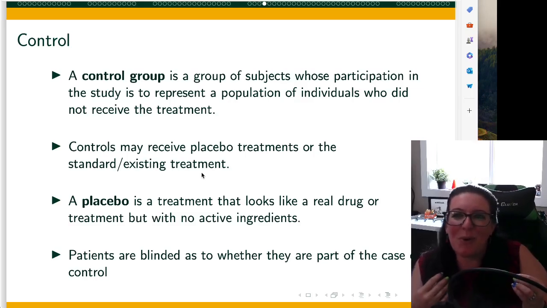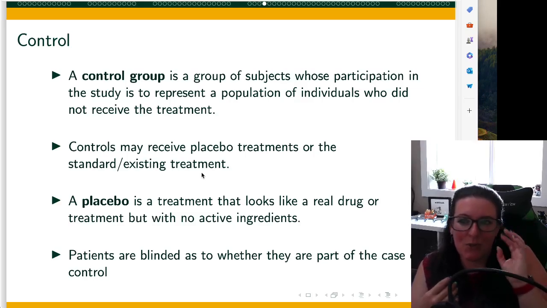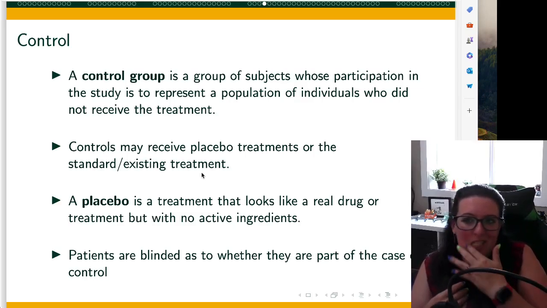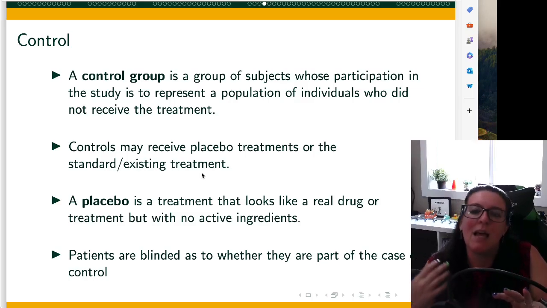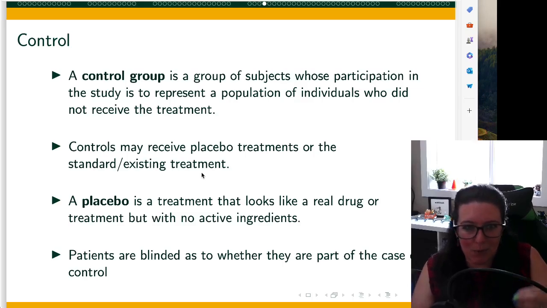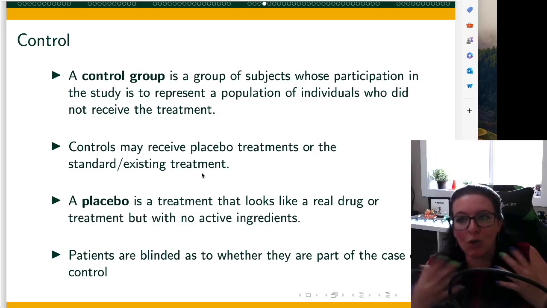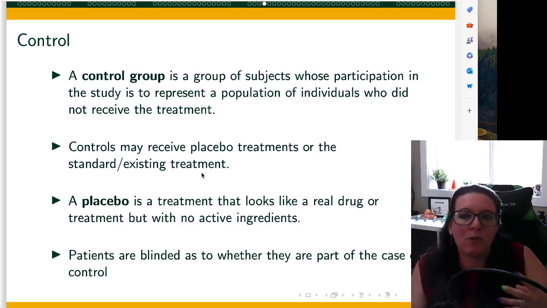A control group is the group of subjects who are not getting the treatment. As we said, they could be getting the gold standard, that existing treatment. They could also be getting a placebo. A placebo is a treatment that looks like the real drug but has no active ingredients. And we do this because of the psychological impact.